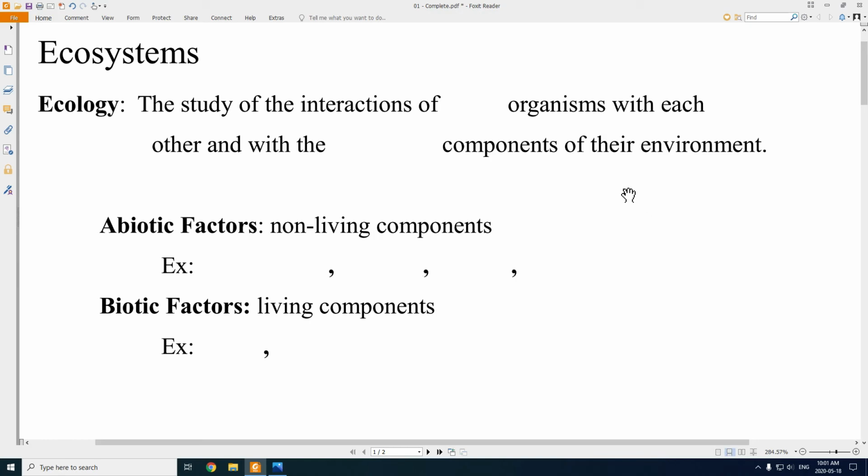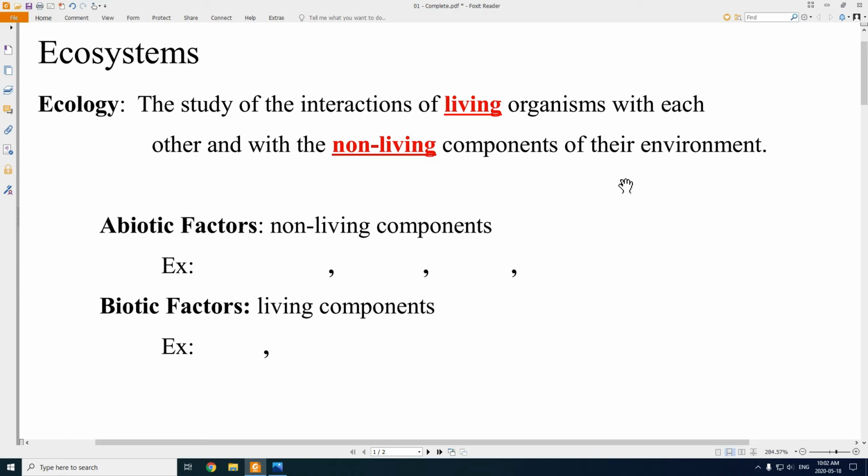All right, so what we're really looking at here is the study of ecology. And ecology is the study of the interactions of living organisms, right? There might be plants or animals, with each other and with the non-living components of their environment. So how does the environment, the land, water, air in an area, influence the animals that live there, and how do those animals interact with each other and with plants?